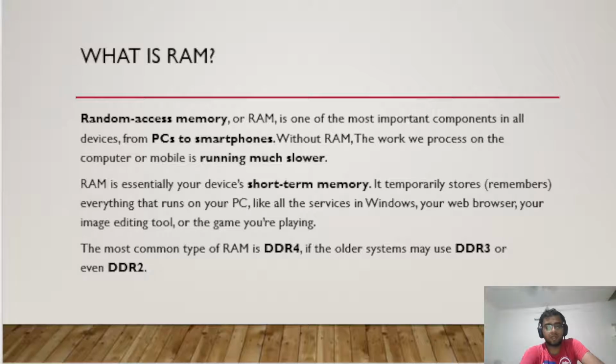It is also called a temporary storage device which runs everything on your PC, like if you are using Windows or Mac, your web browser, image editing tool and gaming. The most common type of RAM is DDR4; older systems are DDR3 and DDR2. RAM is basically a storage device. It is a temporary storage device.